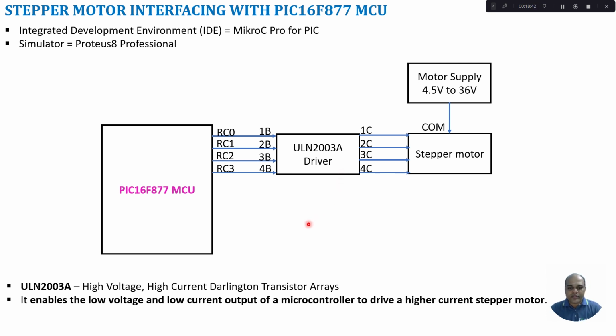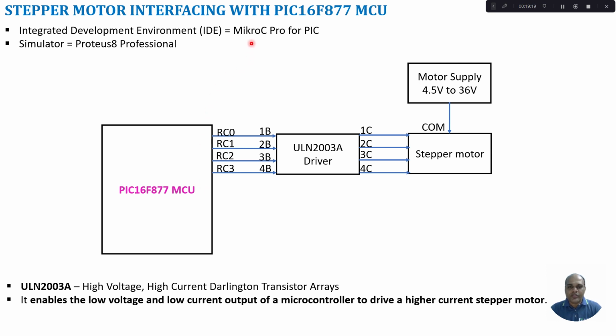So in this project, what we are going to do is, we are going to connect port C, C0, C1, C2, C3 to 1B, 2B, 3B, 4B terminals of ULN 2003A and the corresponding outputs 1C, 2C, 3C, 4C goes to your stepper motor. And the stepper motor is connected with the power supply. So your logic 0 to the port lines will excite the coil of a stepper motor. Logic 1 will not excite the coil of a stepper motor. So a logic 0 will excite the coil.